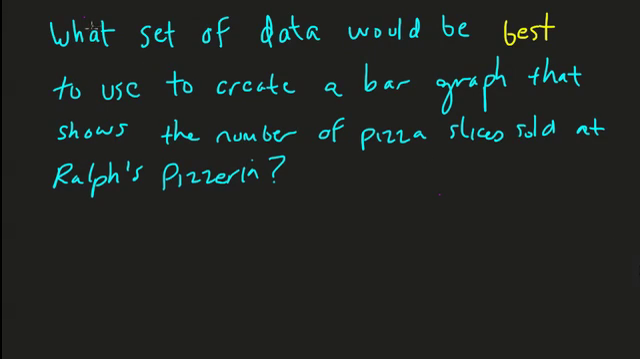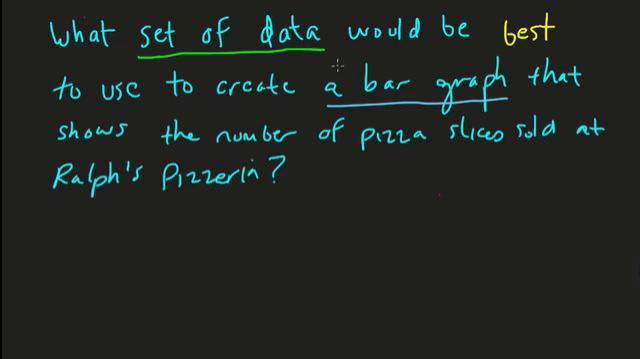Okay, so I came across this question and it says, what set of data would be best to use to create a bar graph that shows the number of pizza slices sold at Ralph's Pizzeria? And I'll go through the choices they gave in a moment. But the general goal, regardless of what choices they give you, is that you're choosing a set of data that represents the most diverse and largest group of people possible, right?